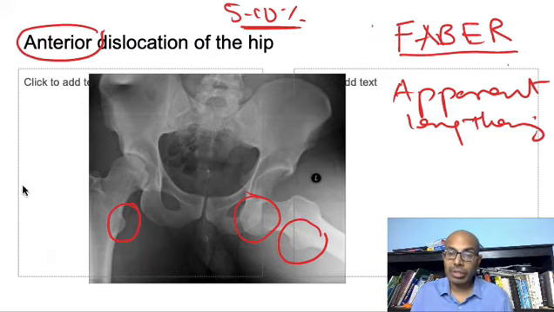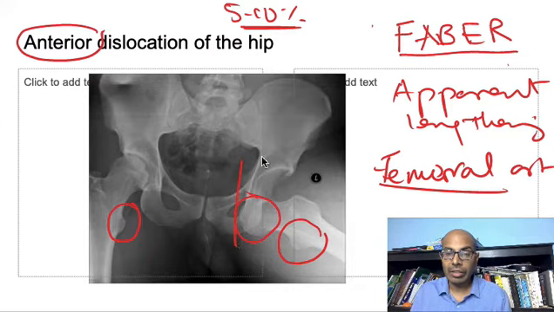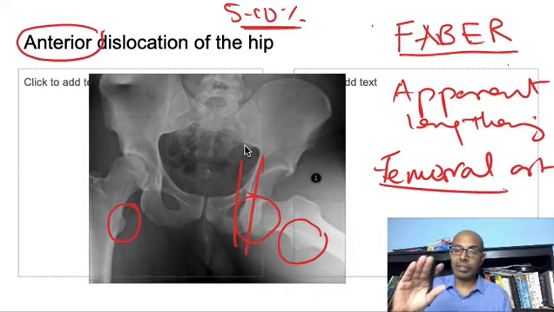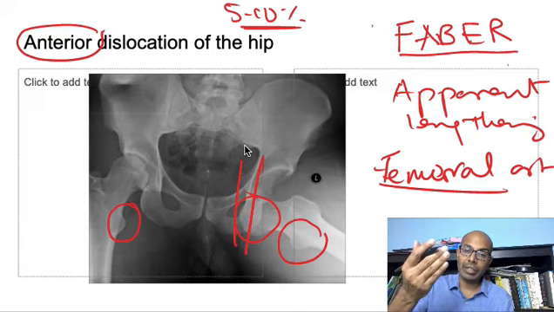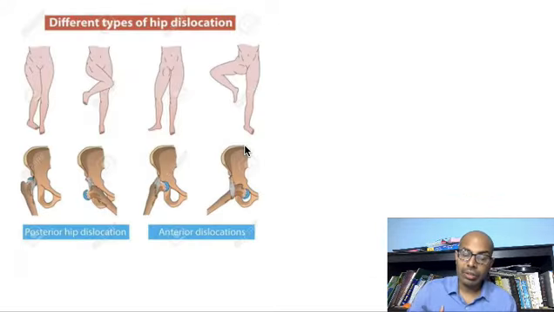Here, what associated injury can you have? You can have what is called a femoral artery injury, because the femoral artery is right here, and so when the hip dislocates anteriorly, it can injure the femoral artery or cause thrombosis and issues with vascularity. Remember this.